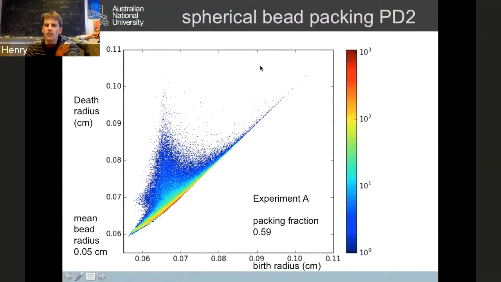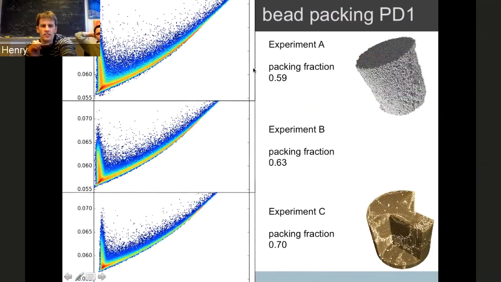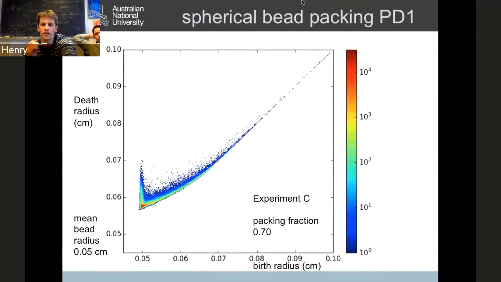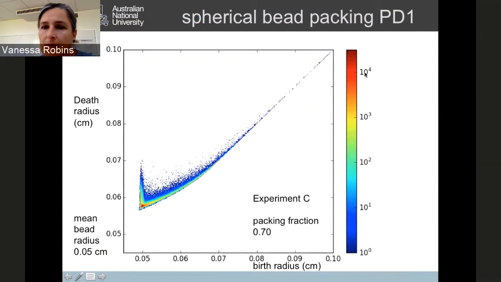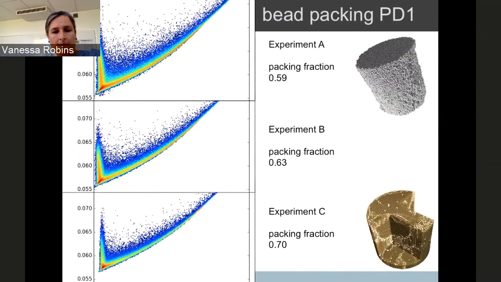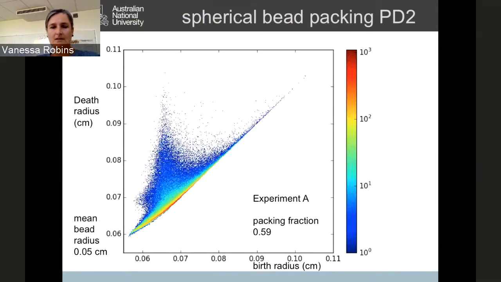And Vanessa, the color is sort of the number of points nearby? Yeah, so it's a logarithmic scale. So the red's up at 10,000 persistence points in those little grid boxes, and these little scattered ones are really just one bead, like one persistence interval. Yeah. Got it. Thanks. Yep. So I'm going to come back and talk a bit more about what this all means. I'm just trying to give you a picture of the data to start with.